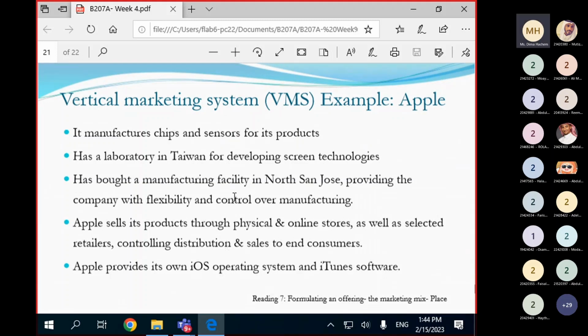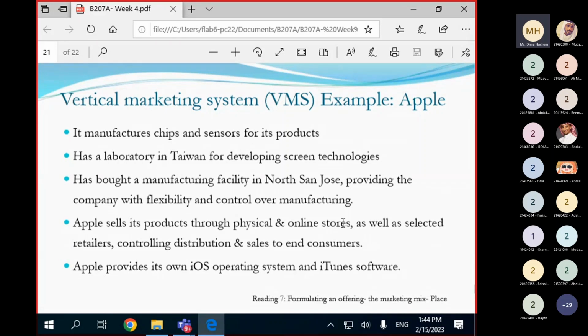An example for VMS is Apple. Apple manufactures chips and sensors for its products. It does not buy from other companies. It makes its own product pieces. It has a laboratory in Taiwan for developing the screen. It has bought a manufacturing facility in San Jose, providing the company with flexibility and control over manufacturing. It produces its products also in the United States, where it's very expensive to produce products. Apple sells its products through physical and online stores.